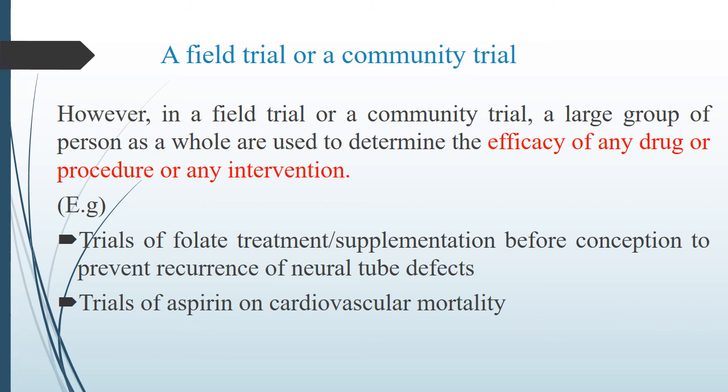The next example is trials of aspirin on cardiovascular mortality. If we give aspirin, what will be the effect on cardiovascular deaths? Whether it will be very good, whether there is improvement, or whether the mortality rate decreases. That is how we see the trial. So this is the field trial or community trial. Here we mainly do the interventions on a large group of persons.